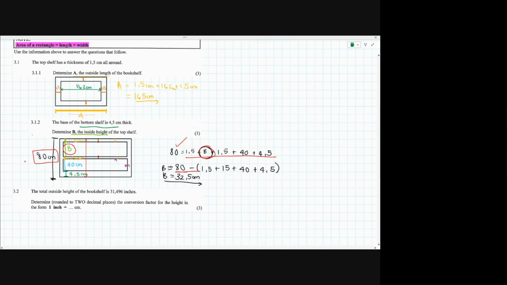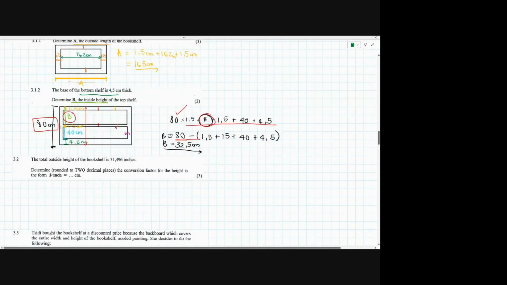All right, so 3.2 says the total outside height of the bookshelf is 31.496 inches. Okay, so immediately inches, it's not really something we're super familiar with, but that's fine. We'll get there. 31.496 inches.